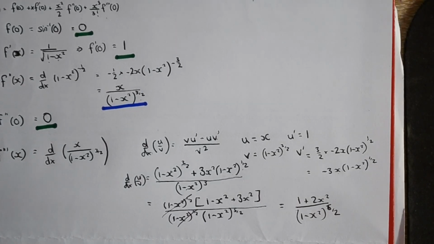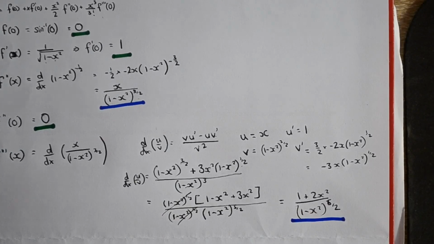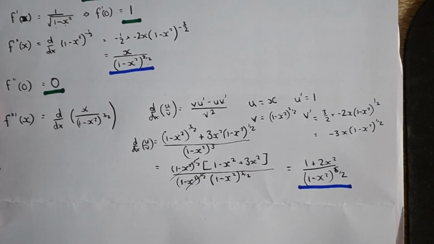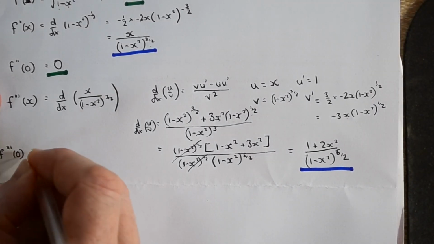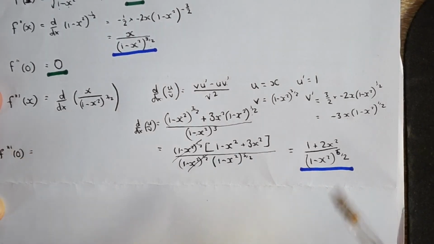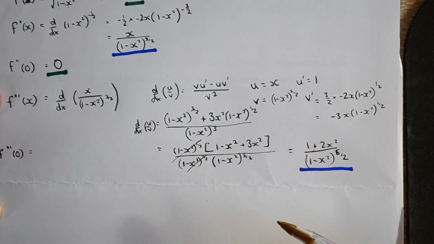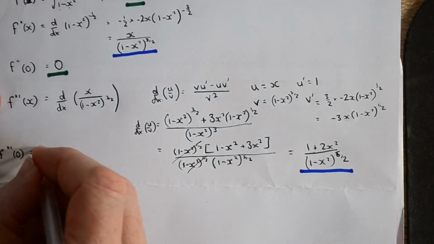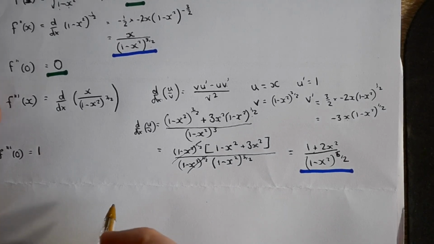So we've got our function. We now want to substitute the value of 0 into it, so it's the third differential of 0. So we substitute 0 into the numerator, gives us 1, into the denominator, still gives us 1. So it's just 1. So we're almost there. We've worked out all our coefficients.